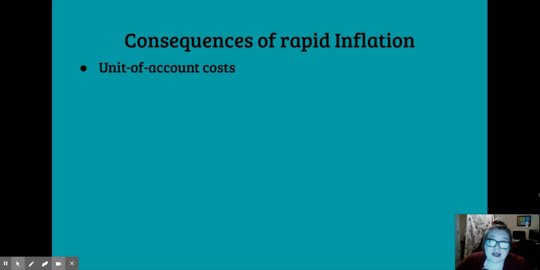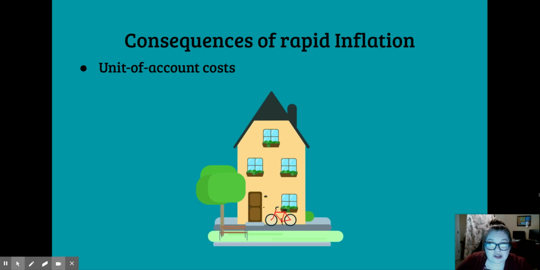So the final economic cost of rapid inflation is called the unit of account costs. In normal economic times, the dollar is used as a basis for contracts and the calculation of value. That's called the unit of account role of money. Take this house, for example. It's been given a value of $100,000. The government assesses the value of the house as $100,000 in order to determine the amount of property taxes that the owner must pay. Let's say the tax is 10% of the value of the house, so $10,000 per year in property tax.